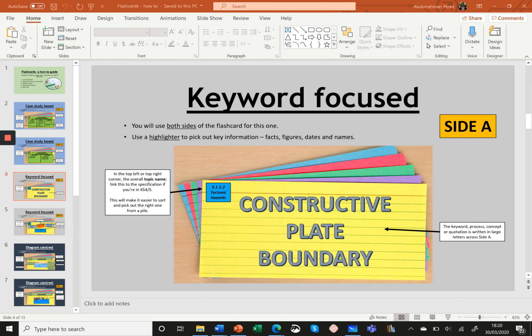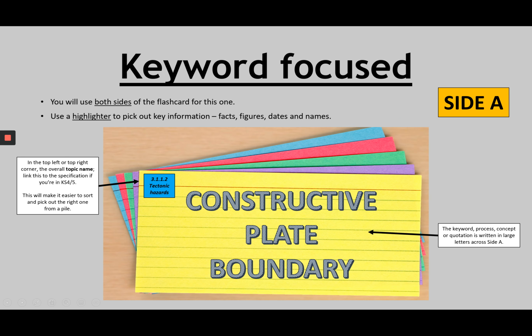So if we start by looking at this example here, this example covers a key term from the challenge of natural hazards, constructive plate boundary. And on side A of the flashcard, what you want to do is in large bold letters, write out the key term.